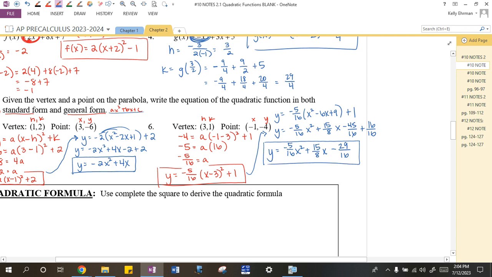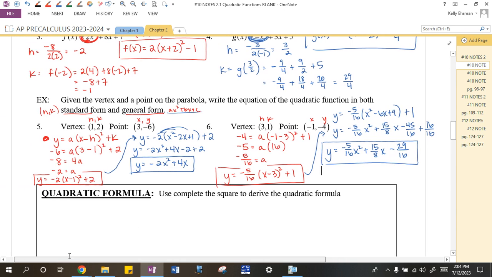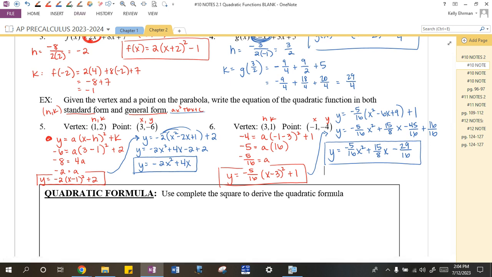Okay, we're going to stop there for today, and tomorrow we'll talk about quadratic formula and some applications of quadratics. So that ends our day one. Pick up tomorrow with day two.